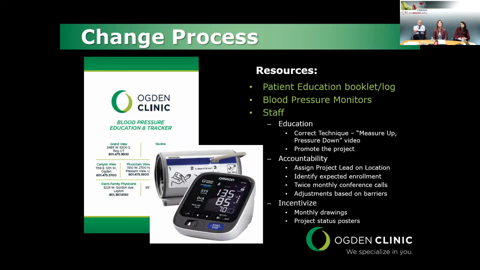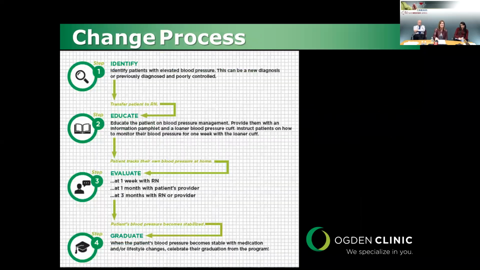And we had a project status poster at each of the sites that indicated the identified expected enrollment and their progress towards that number. So the change process that we identified was to identify the patient, educate the patient, evaluate the progress, and hopefully the patient at that point would graduate from our program.